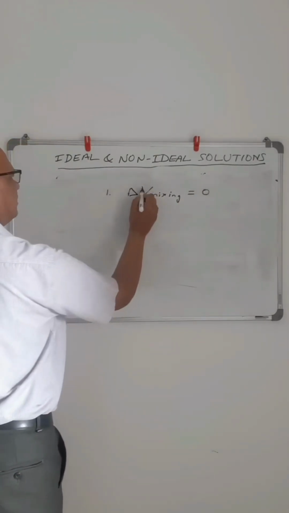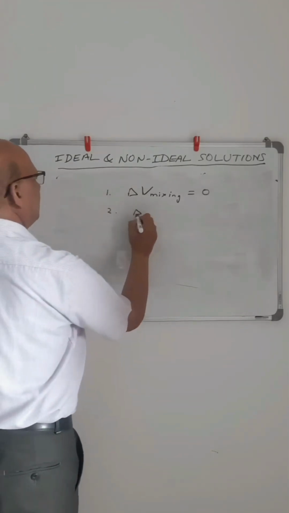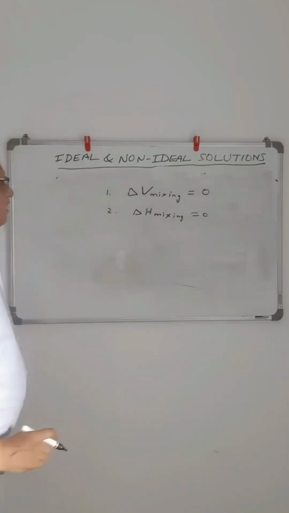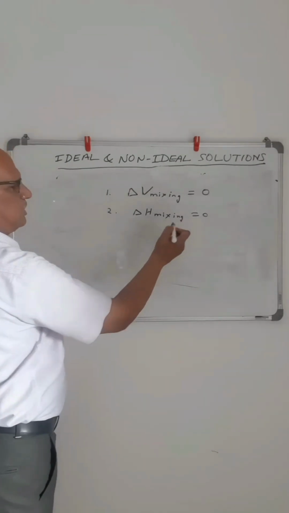That means there is no change in volume of the solution after mixing the two liquids. Number two, delta H mixing will be 0. That means there is no enthalpy change on mixing of the two liquids. So it is neither exothermic nor endothermic.